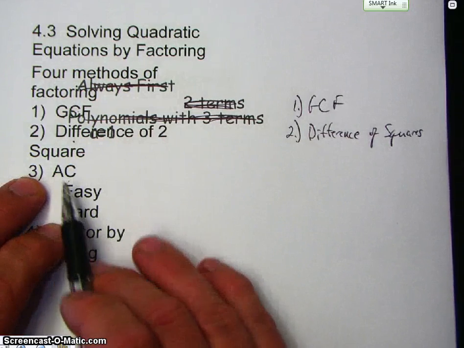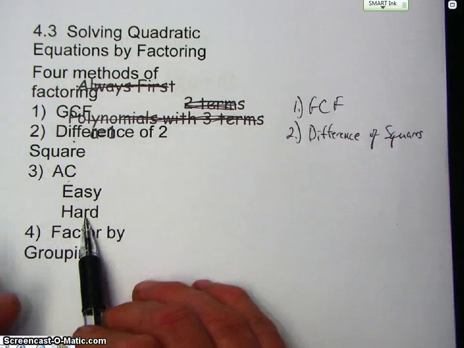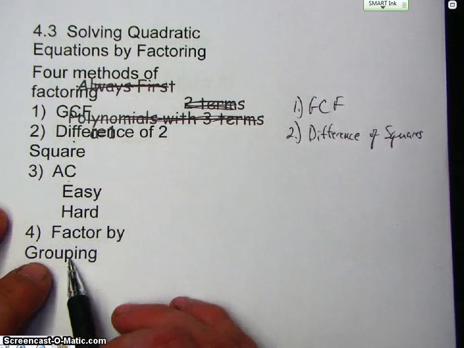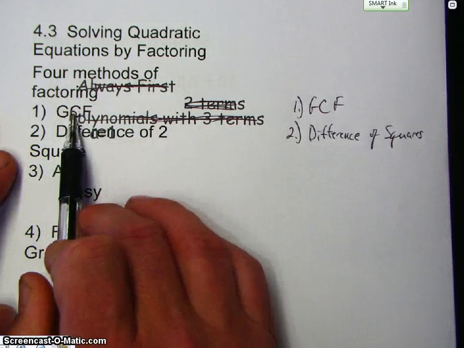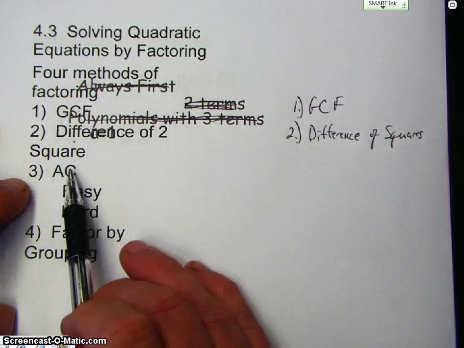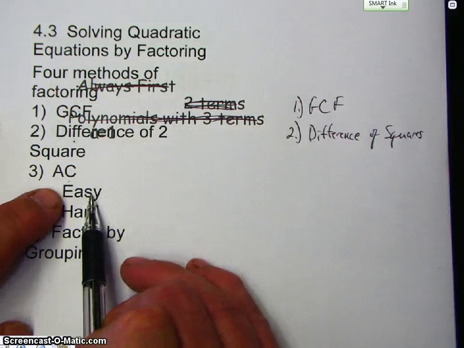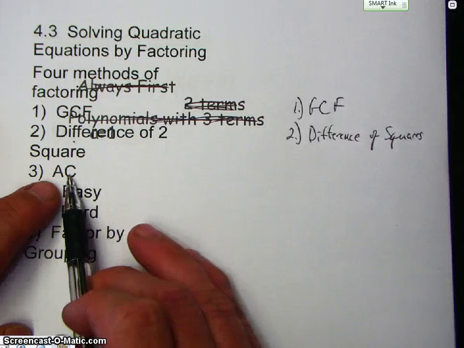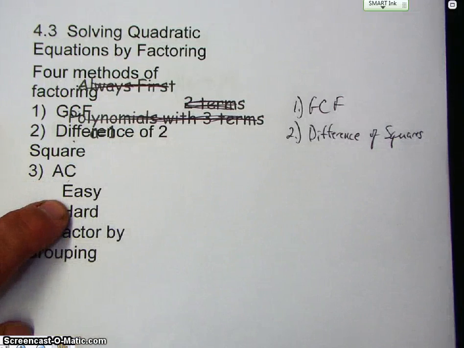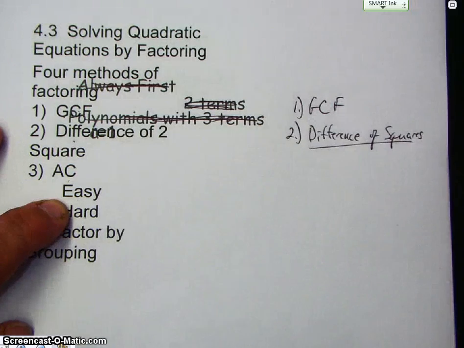There's two forms of it. There's the easy and hard. And then the last step is factor by grouping. Right now we have covered factoring by using GCF and doing the AC easy method. And we also did the GCF and the AC easy method. We had those two combined as well. What we're going to be working on today is difference of squares.